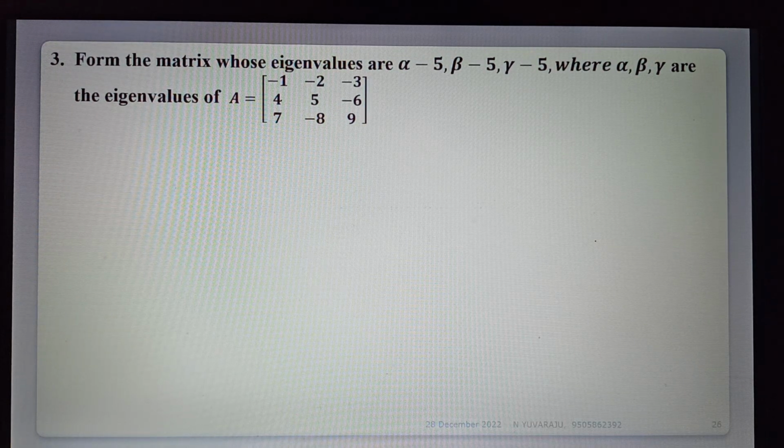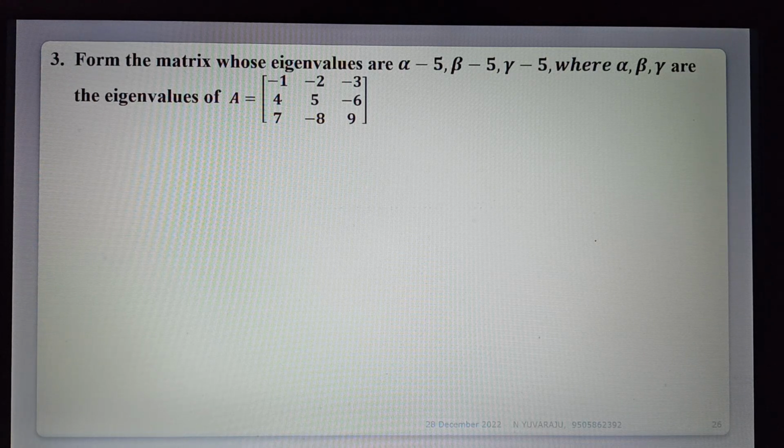So next, third example: form the matrix whose eigenvalues are alpha minus 5, beta minus 5, gamma minus 5, where alpha, beta, gamma are the eigenvalues of A. So you are finding the matrix. Which matrix? That matrix having the eigenvalues alpha minus 5, beta minus 5, gamma minus 5. So alpha, beta, gamma are eigenvalues of A.